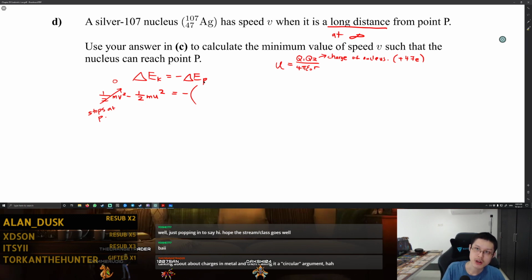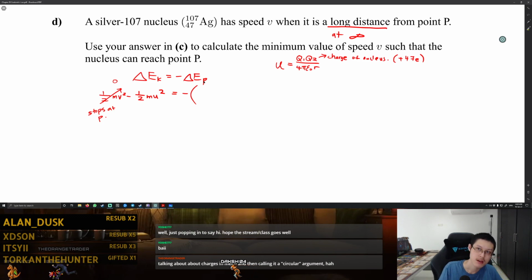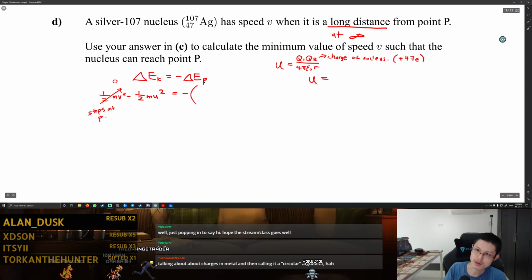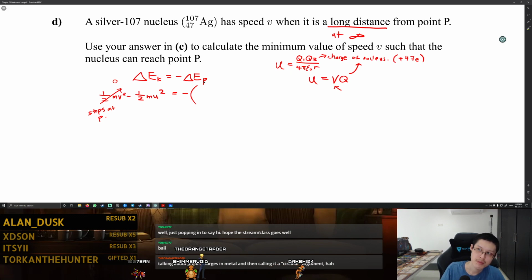The other Q refers to the average collective charge at point P, but point P doesn't actually have a charge, right? So instead of using this, we want to use U equals VQ. Q is going to be the charge of the nucleus, but V is the electric potential at that point.